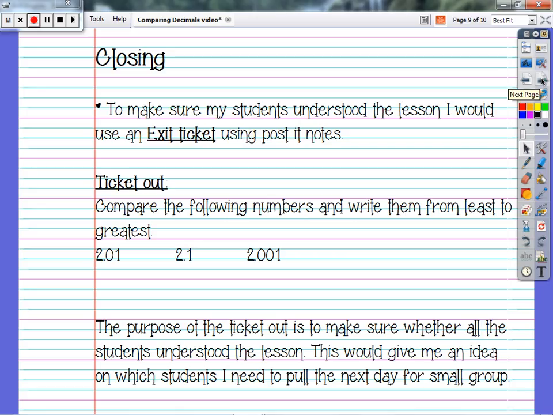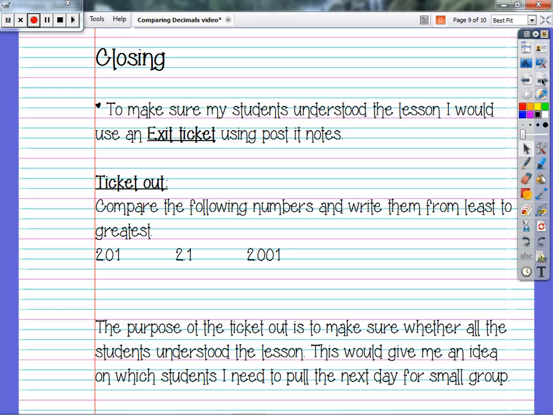I close it up, and one way I close up the lesson is by doing an exit ticket, and I use post-it notes. The purpose of the exit ticket is just to find out whether the students understood the lesson or not. In this situation, my ticket out would be: compare the following numbers and write them from least to greatest. And I would use 2 and 100s, 2 and 110s, and 2 and 1000s. I would give them probably the last 5 minutes or so of class, and in order for them to leave the class, they have to have the problem answered.